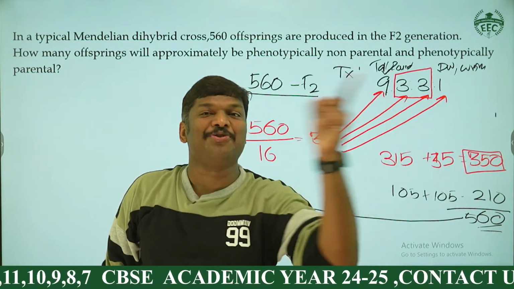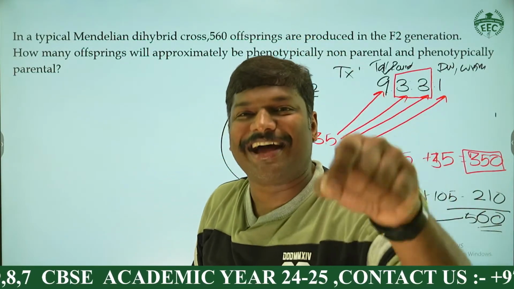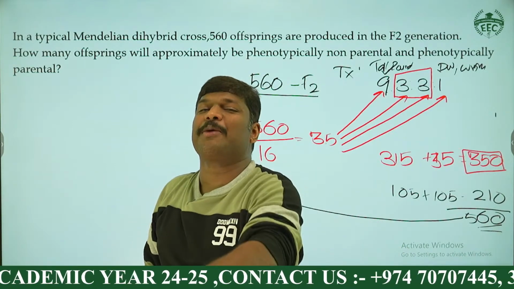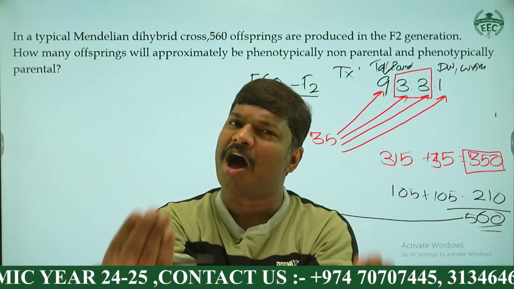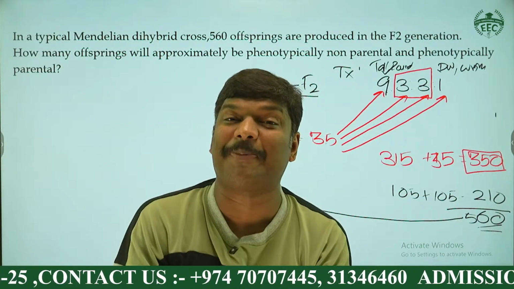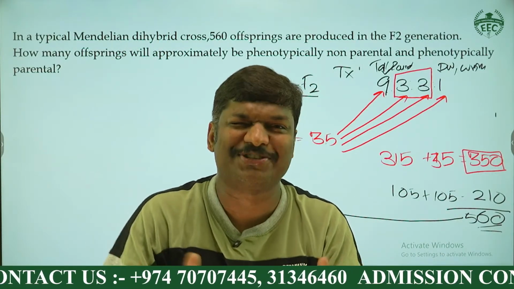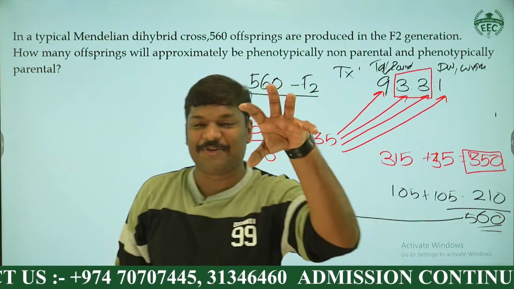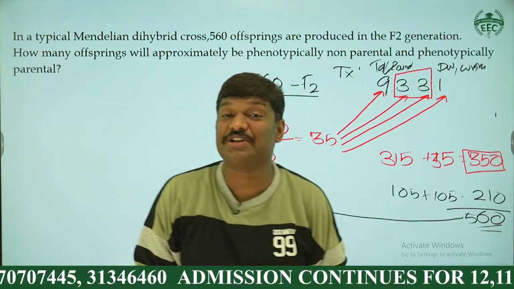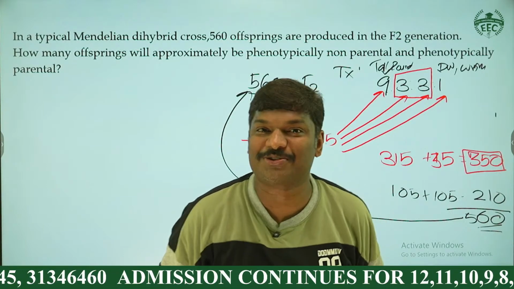These parental and non-parental are applicable only in dihybrid. And what about if the question is a monohybrid cross? You can say that all are parental. Why? If 560 seeds, all are parental, because in a monohybrid cross there is no non-parental character. So that is the difference. So this is the method to solve the question. How can you solve the question? I will repeat one more time.